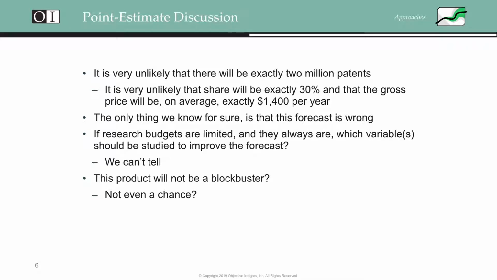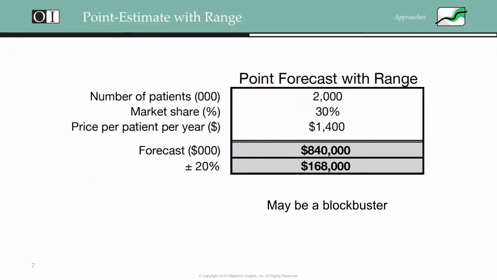So armed with the knowledge that there's always some range around a forecast, we go back to our original forecast of $840 million, and we put a plus or minus 20% range around it, or plus or minus $168 million. Based on this, we now can say that this product may be a blockbuster.